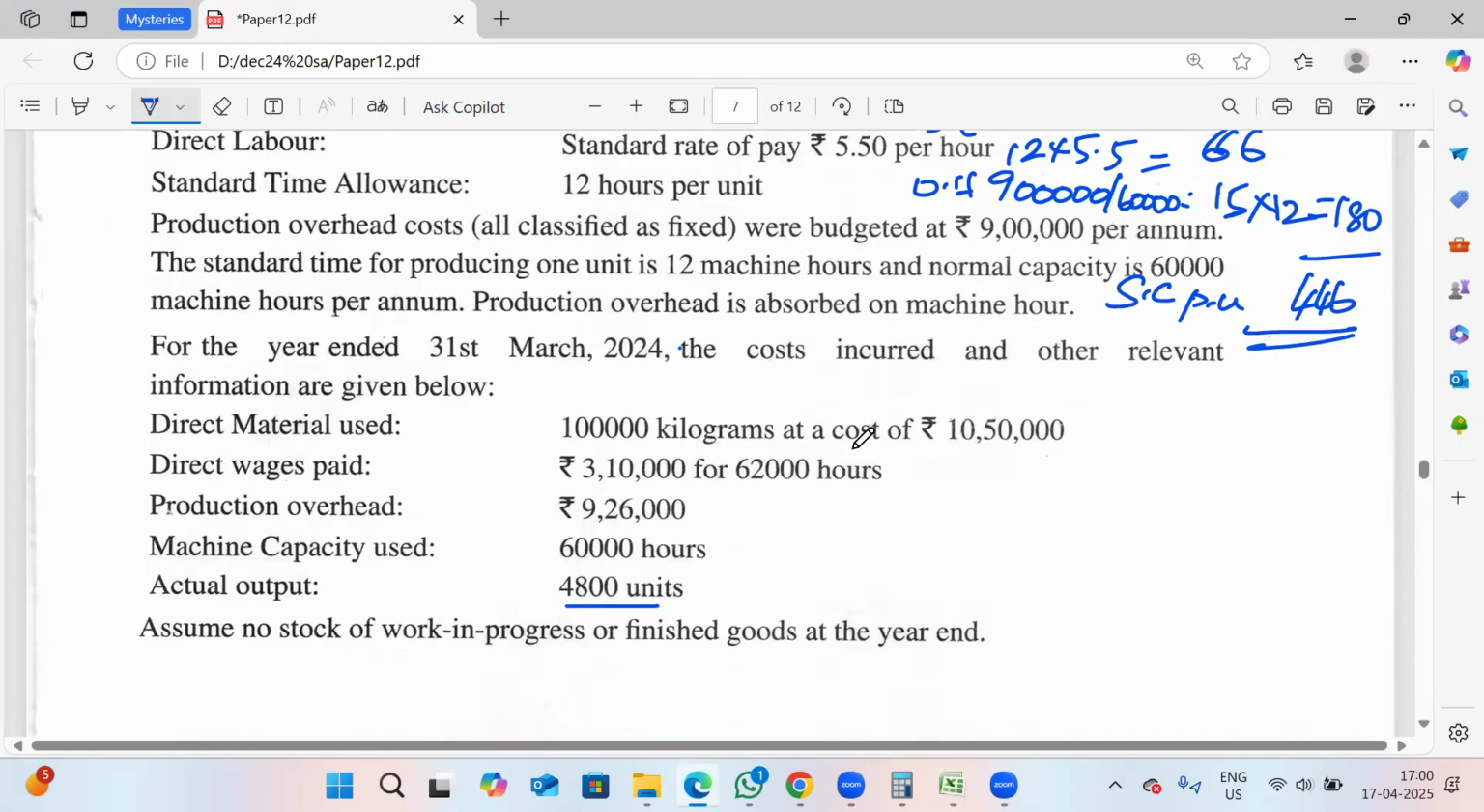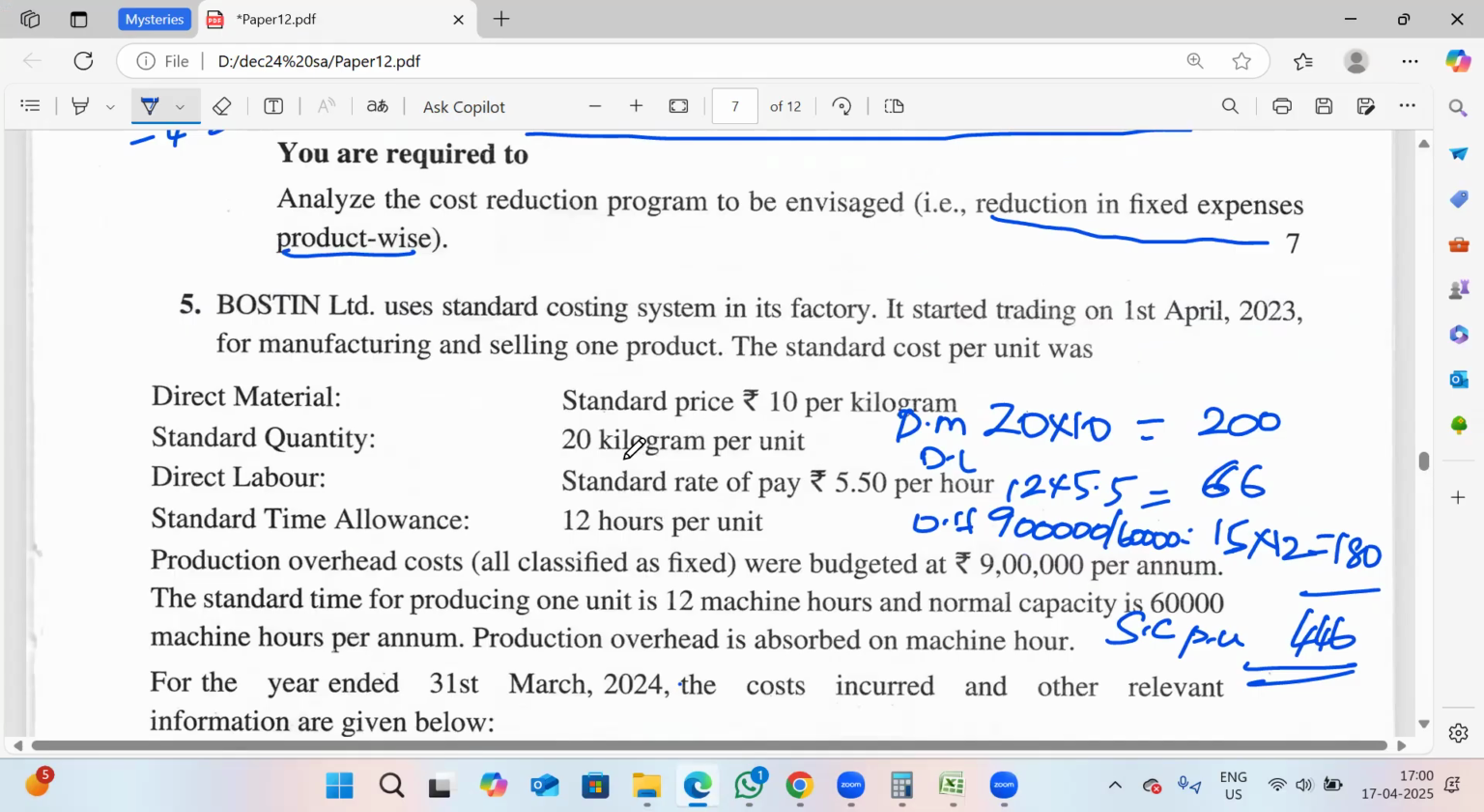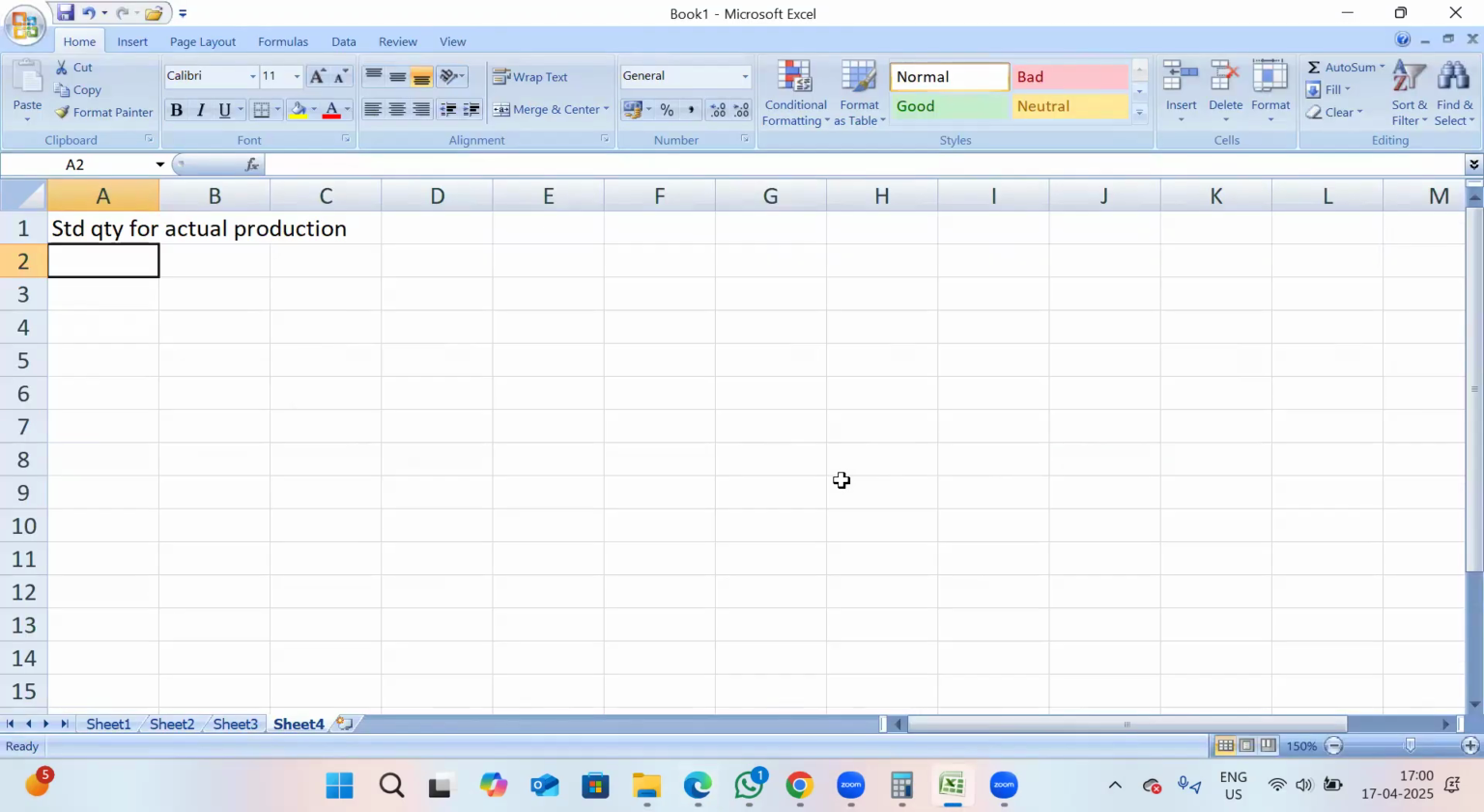For producing one unit, I require 20 kgs. So for actual production, that is 4,800 units, 4,800 into 20, that means 96,000. My standard quantity required for actual production is 96,000 kgs, right?